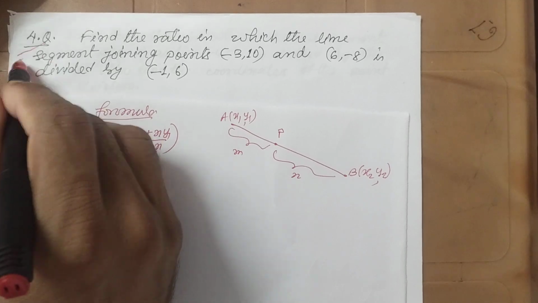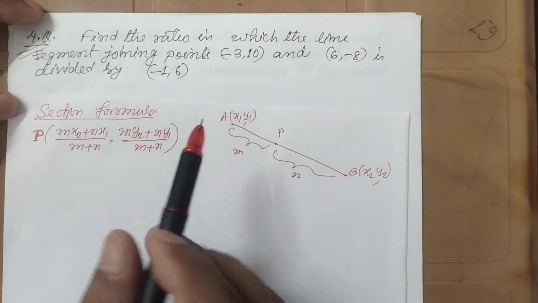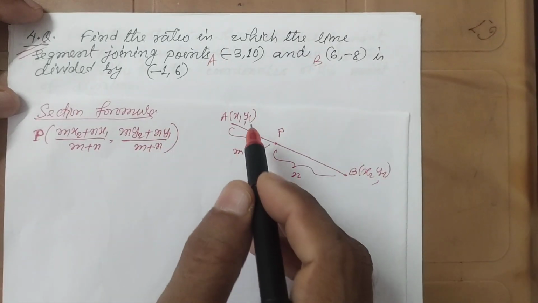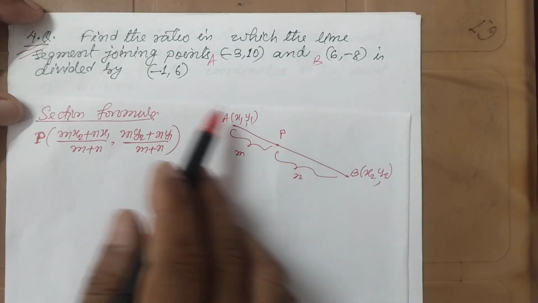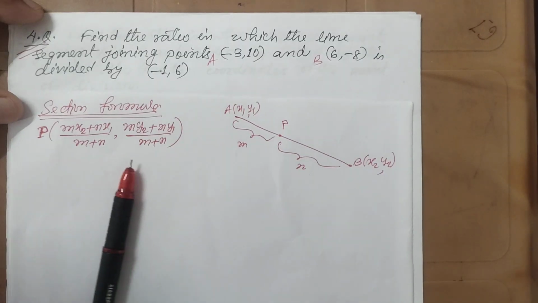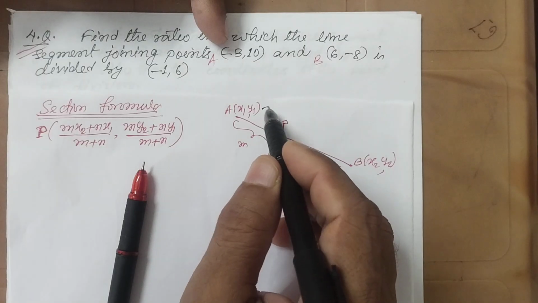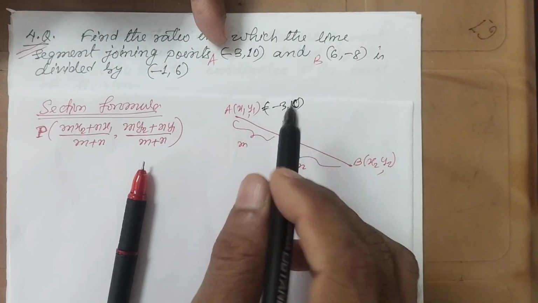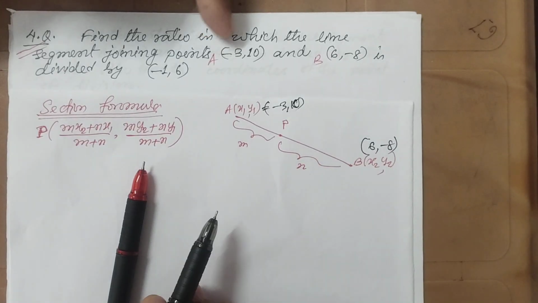Question number 4, you see, find the ratio in which the line segment joining the points, one is A, another is B. So A is given here. This is the ratio formula, okay? This is the ratio we call the section formula. Point A is given, how much? Minus 3 comma 10. And point B is given as 6 comma minus 8.